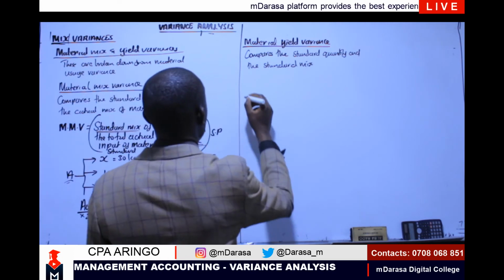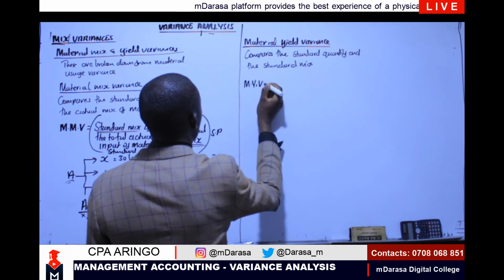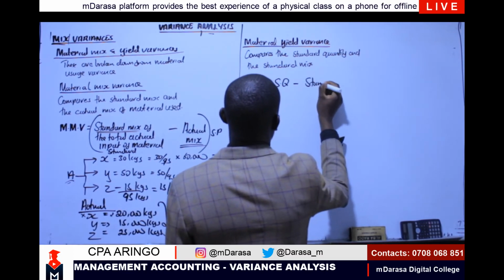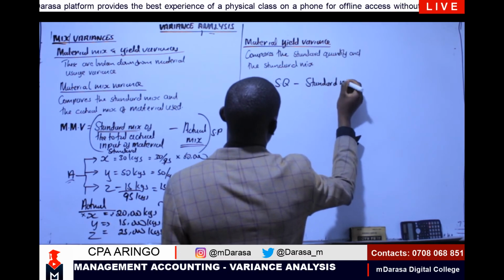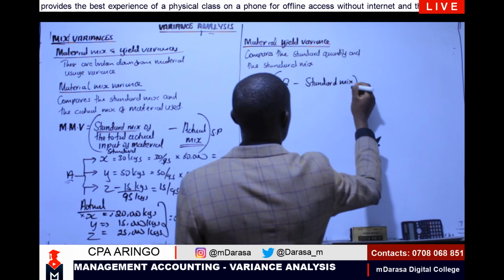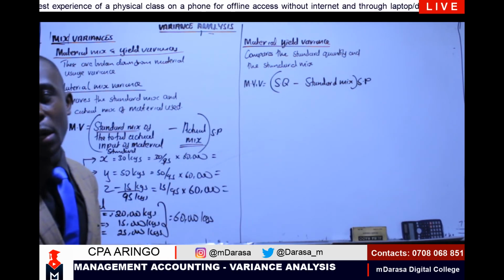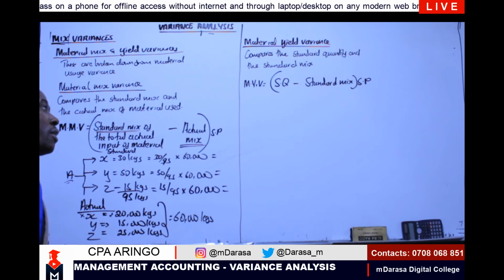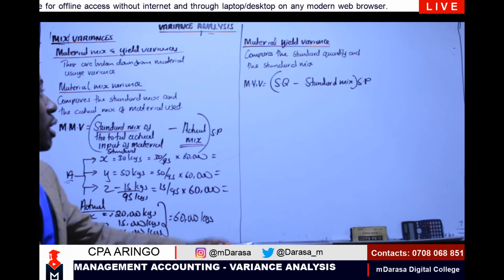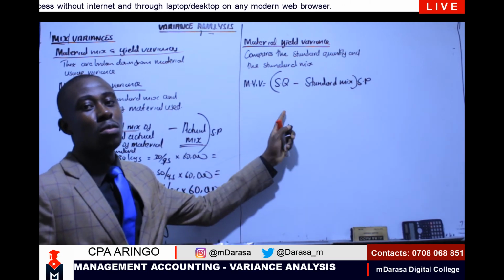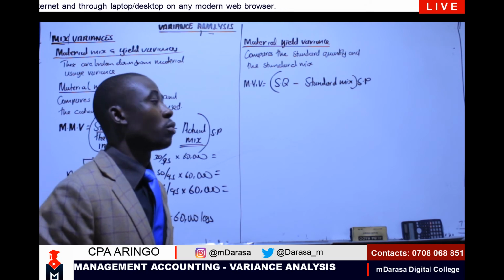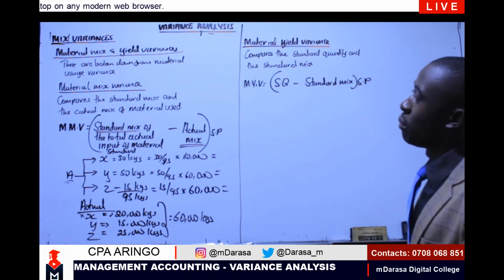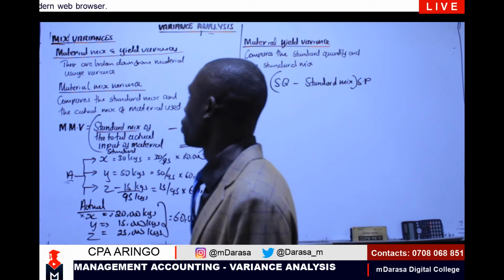Meaning that for us to determine our material yield variance, we take the standard quantity minus our standard mix, and we multiply by our standard price. The standard mix that you're talking about is the one here. That's why I was saying, if you are able to determine your mix variance, this one will be very, very simple for us. Ideally, this is what we term material mix and material yield variance.